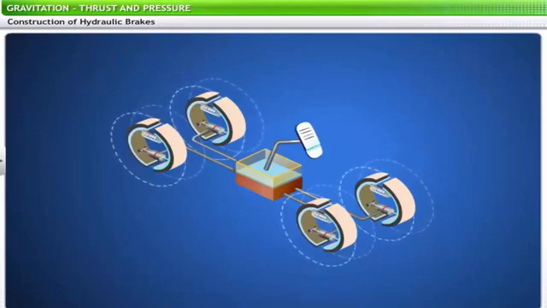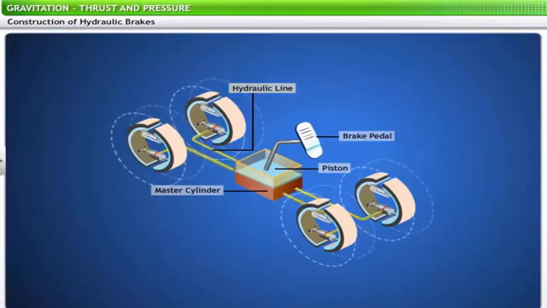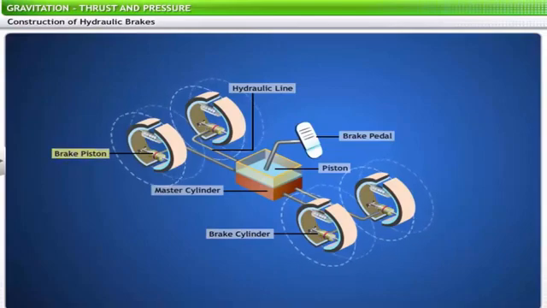A hydraulic brake system consists of a brake pedal, a piston, a master cylinder, 4 hydraulic lines, 4 brake cylinders, 8 brake pistons, 4 wheels, 4 restoring springs.